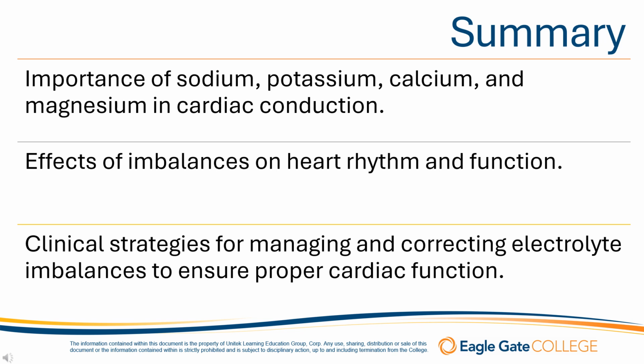Hyperkalemia can lead to peaked T waves and widened QRS complexes, while hypokalemia can result in flattened T waves and even the appearance of U waves. Calcium imbalances affect heart muscle contractility. Hypercalcemia shortens the QT interval, while hypocalcemia prolongs it, increasing arrhythmia risk. Magnesium imbalance predisposes patients to arrhythmias, such as torsade de pointes.